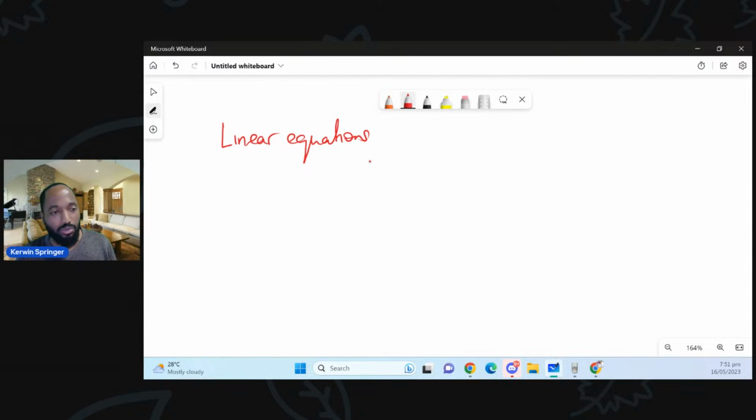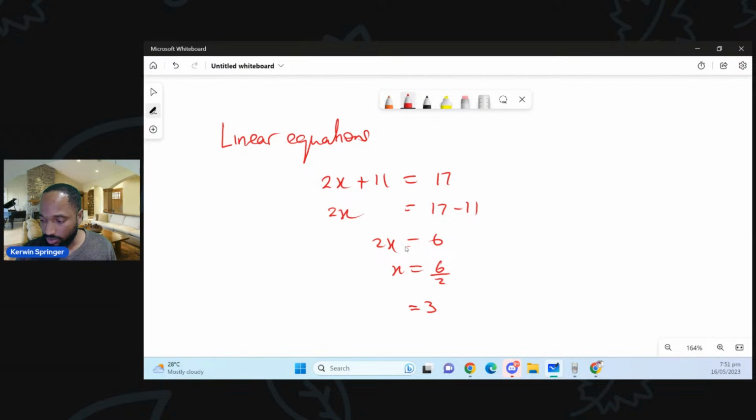Linear equations are the simplest, most fundamental part of algebra, one of the key parts in algebra, right? So if you see 2x plus 11 is equal to 17, you must be able to solve things like that. If you can't solve things like that, what are you doing the whole year? So 17 minus 11 is 6, 2x equals 6, x is equal to 6 over 2, equal to 3, right? Some people must be saying, yes, finally, something I know.